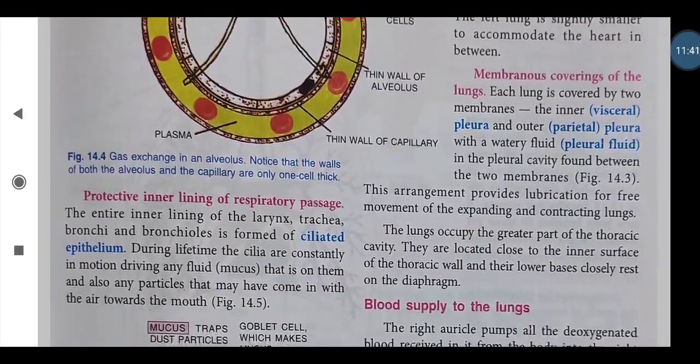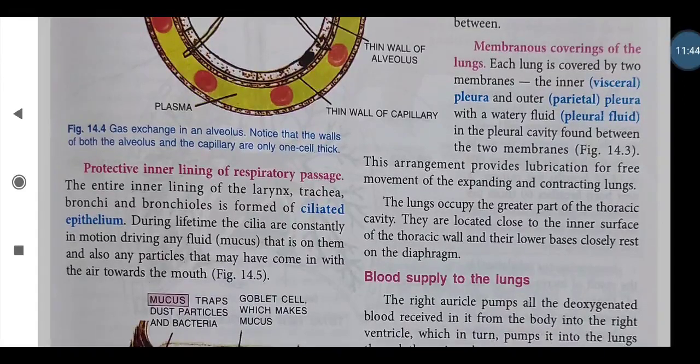Now, there is a membranous covering on each lung, and each lung is covered by two membranes, the inner and the outer. The inner membrane is known as the visceral pleura and the outer membrane is known as the parietal pleura. In between the inner and outer membranes there is a fluid known as pleural fluid. This arrangement provides lubrication for the free expansion and contraction of the lungs.